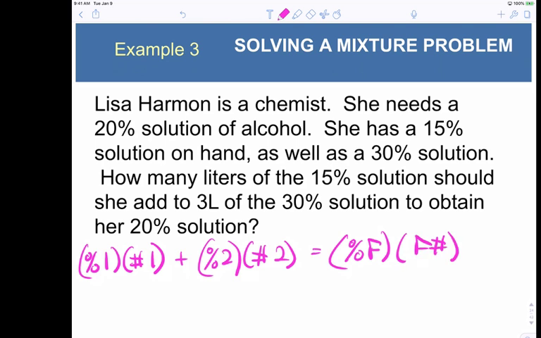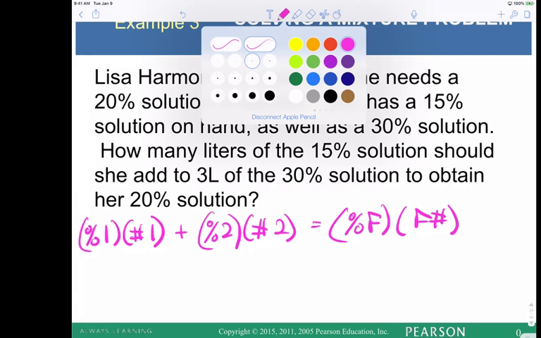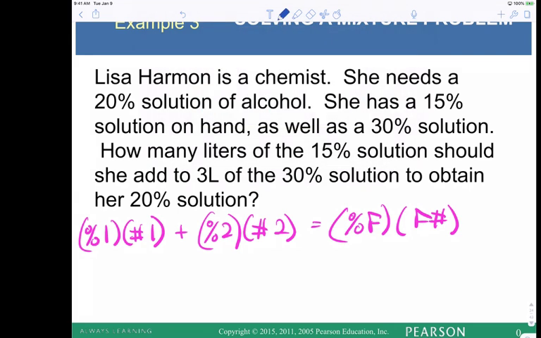So now let's go back and read. She needs a 20% solution. So where does that percent go? Percent 1, percent 2, or percent final? Final. If she needs the 20%, she wants to finish with 20%, so that goes here.